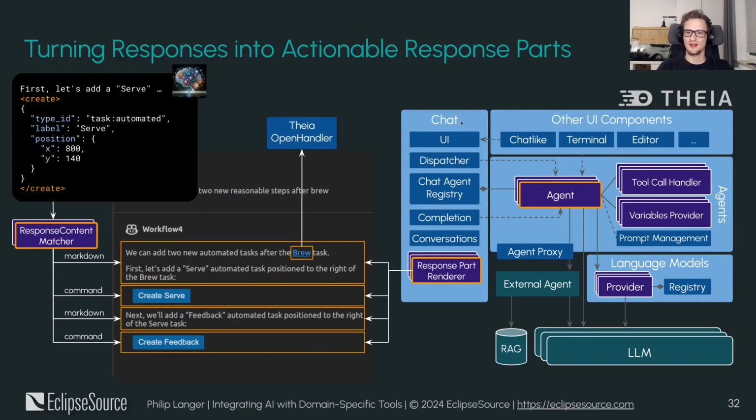And then this is handed over to the chat UI, and the chat UI invokes its response part renderers, which basically transfer this model into the UI, and the renderer for command would basically just create a button instead. Of course, we could also support links and stuff like that, where then the Theia open handler is invoked so that we can on-click open an editor or a file or something like that.